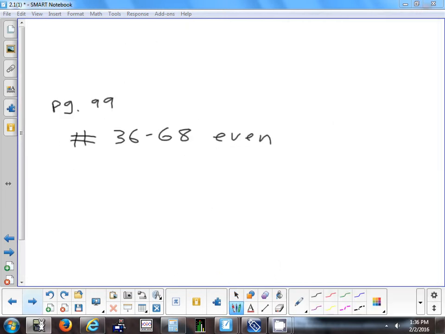Okay, so the homework, it's on page 99. It's 36 to 68 even. Okay, some of the problems, they're going to say leave the answer exact. That means don't round it. Some of them, they'll ask you to round it, so you can use a calculator. Okay, and we'll take a look at that first thing tomorrow.